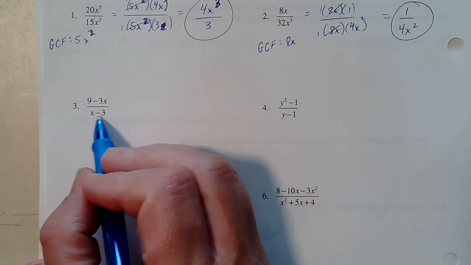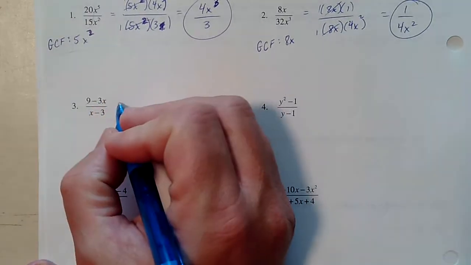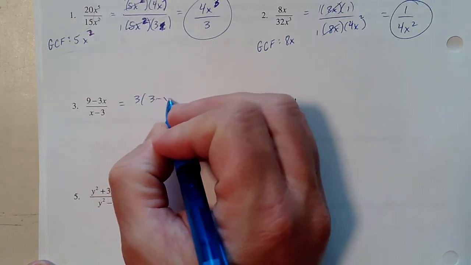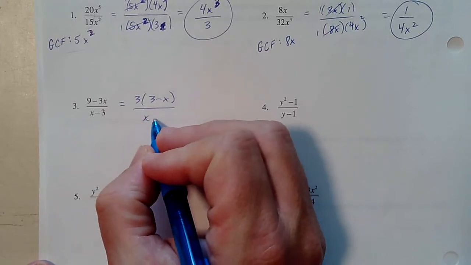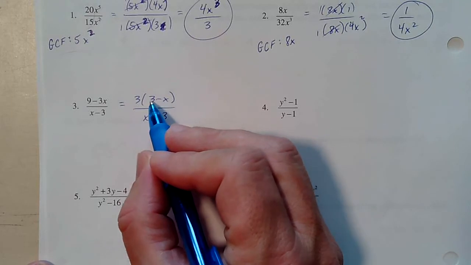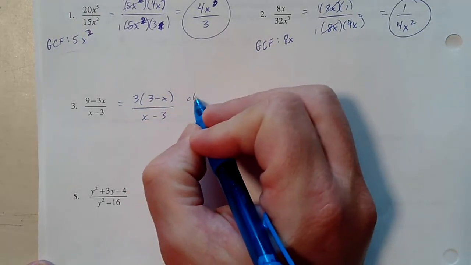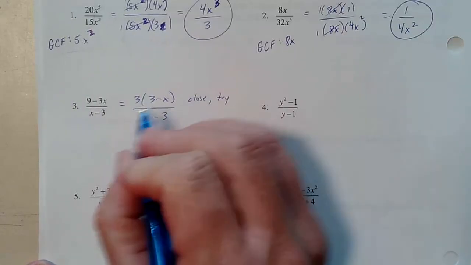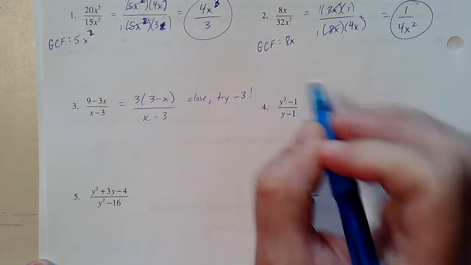What can I factor out of these? X minus 3 doesn't have a factor I can take out of both. This one, though, I can take out a 3. So let's write it like this. All right, now notice these signs are a little different. This is positive, that's negative, same thing here. All right, so we're close. So what you might want to try is, instead of a positive 3, try to take out a negative 3. So try a negative 3, all right?